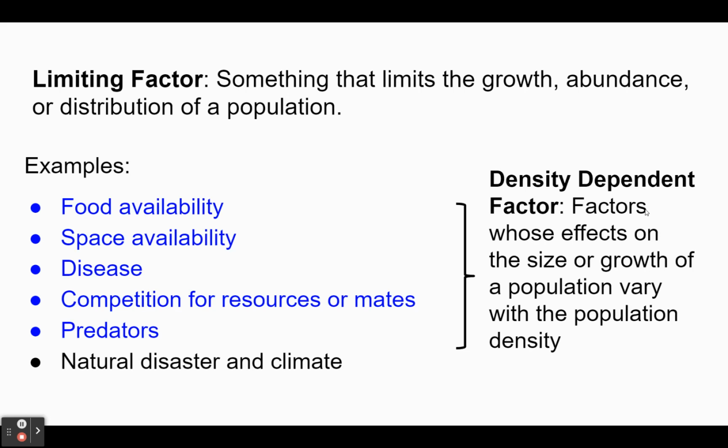But a dense population will have much more mates available more easily than a spread out population would. Disease. Disease is going to affect a dense population more than it would a spread out one. It'll spread through the dense population faster. Predators. Predators are going to be able to find food in a dense population more quickly than in a spread out population. Food availability and space availability both have to do with density because a dense population will have more competition for food and space than a spread out population would.